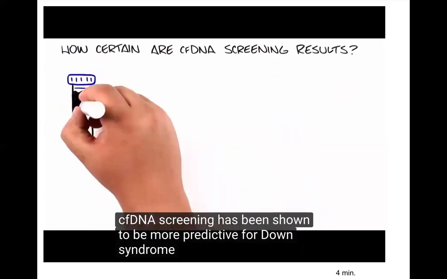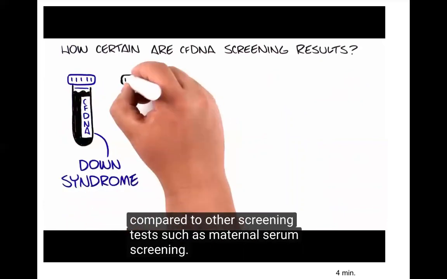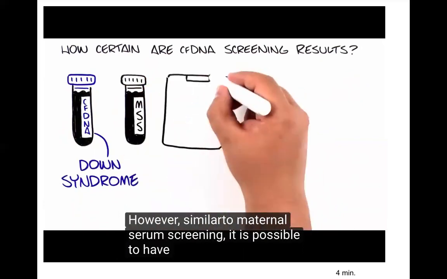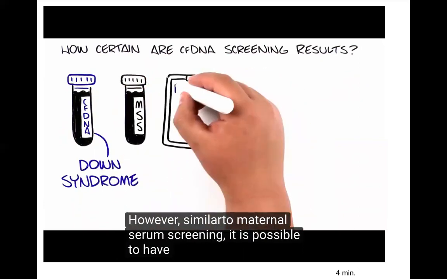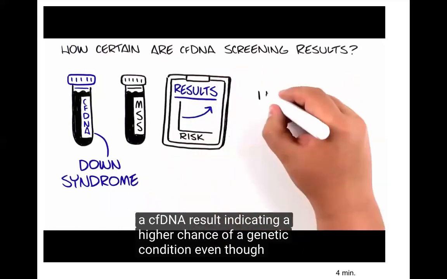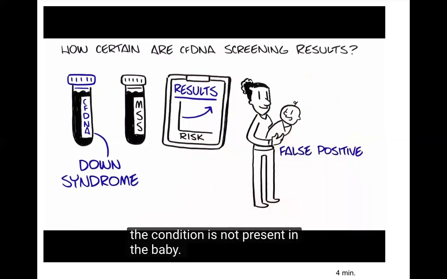cfDNA screening has been shown to be more predictive for Down syndrome compared to other screening tests, such as maternal serum screening. However, similar to maternal serum screening, it is possible to have a cfDNA result indicating a higher chance of a genetic condition, even though the condition is not present in the baby.